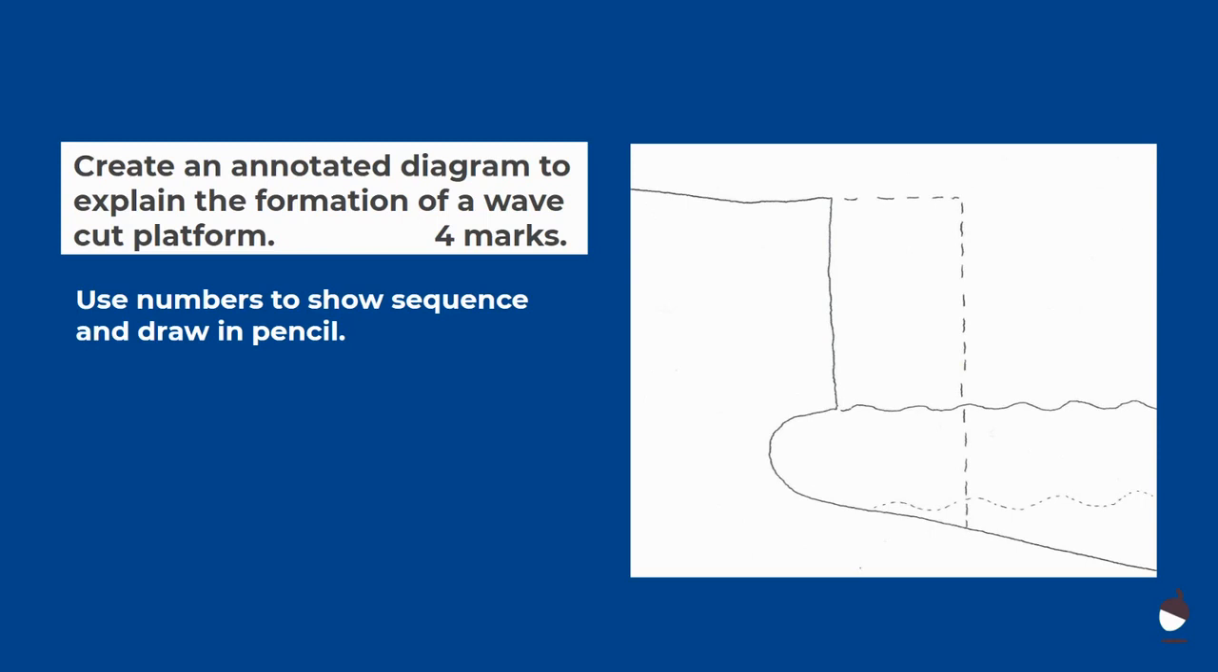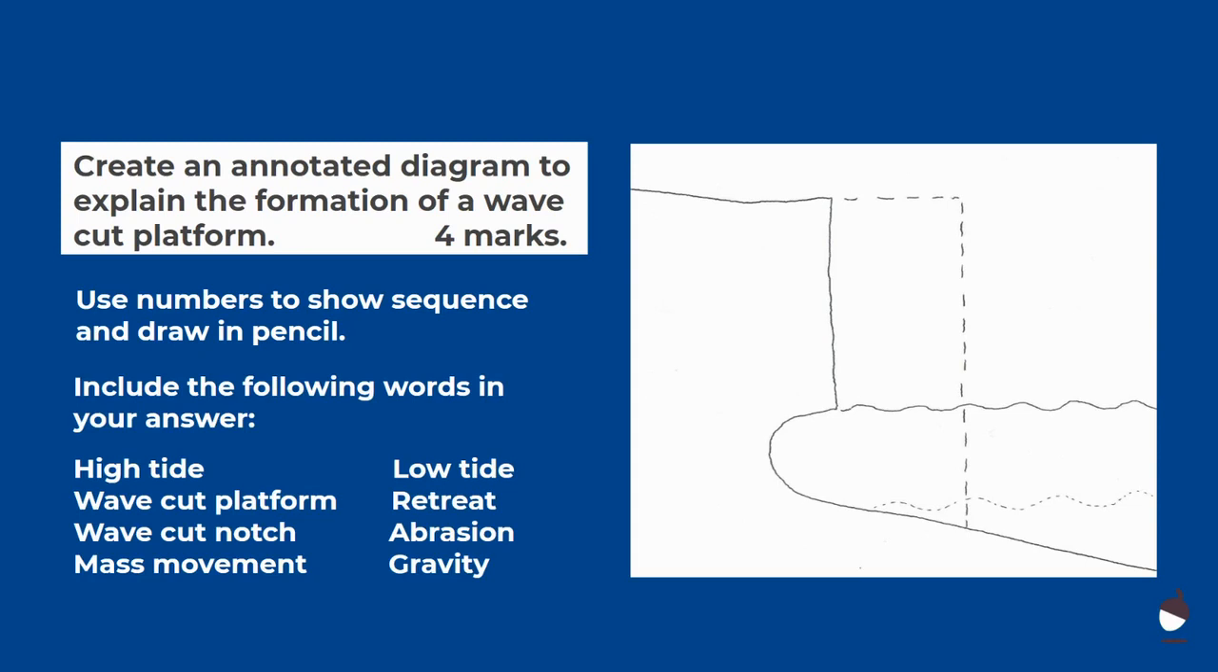Because we're looking at the formation of something, we want to make sure we get the sequence right. So first this happens, next this happens. And to do that, when we're annotating a diagram, you could use numbered bullet points to show which piece of writing you want the examiner to look at first. Words that I would expect to see in an excellent answer are high tide, low tide, wave cut platform, retreat, wave cut notch, abrasion, mass movement, and gravity. So see if you can challenge yourself and get all 8 of those in.